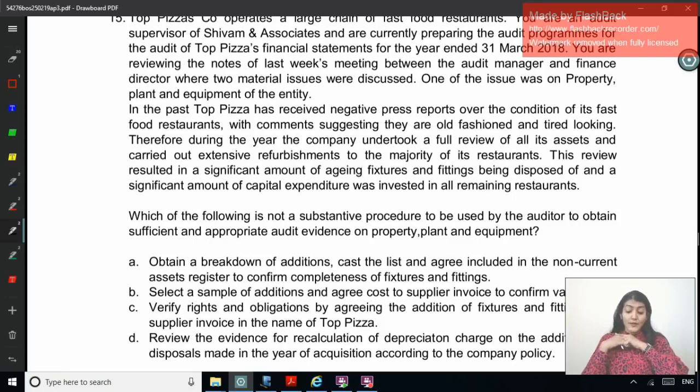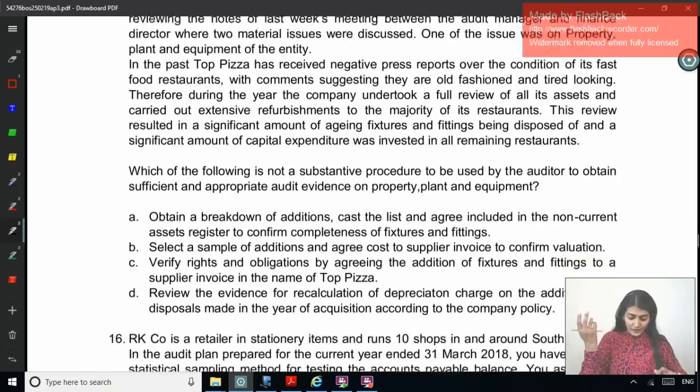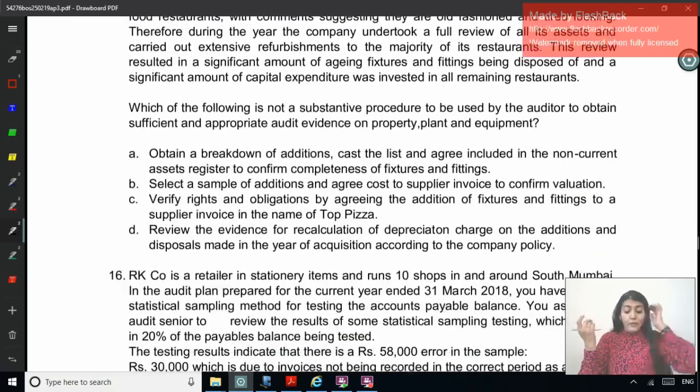Which of the following is not a substantive procedure to be used by the auditor to obtain sufficient and appropriate audit evidence on the property, plant and equipment? Right? Which of the following is not a substantive procedure? Option A: obtain a breakdown of the additions, total the list and agree it to the non-current assets register to confirm the completeness of the fixtures and fittings. So, that is, it says check the additions.